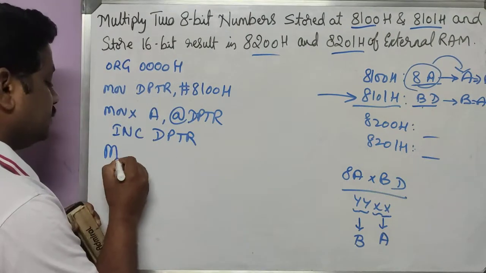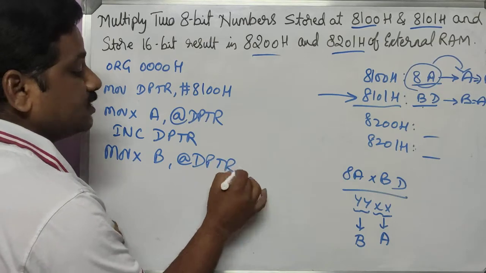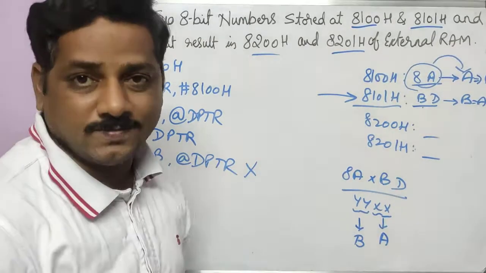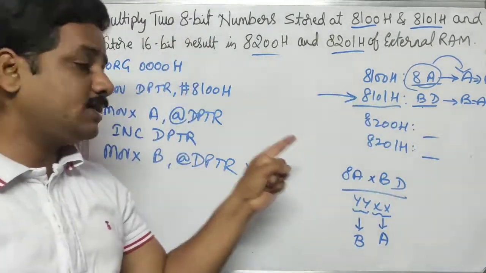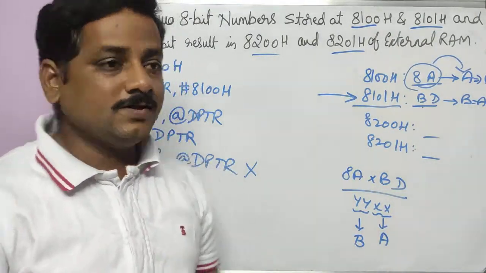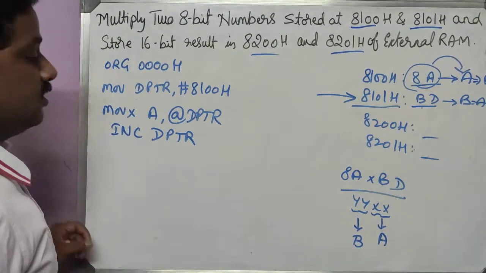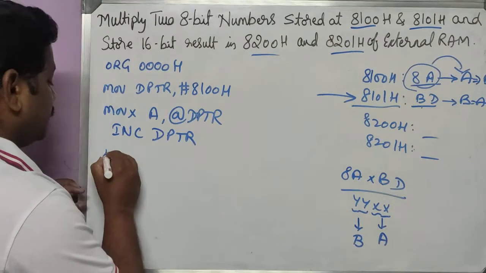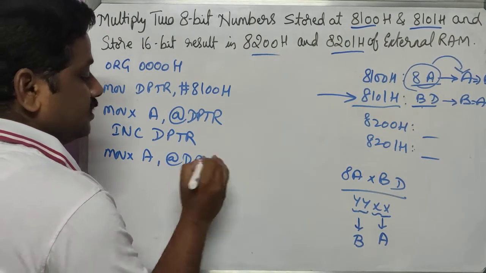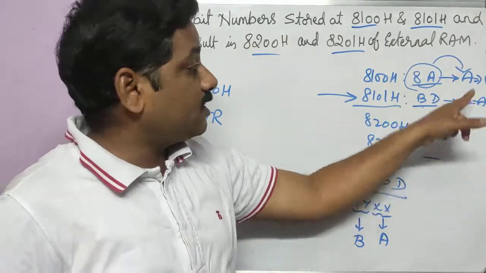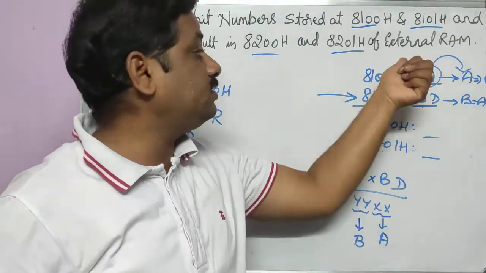We can't write this in this manner: MOVX B comma at dptr. This is wrong. This is not possible because we have only one concept. The content of dptr can be taken only for accumulator. We cannot use this. If I write MOVX directly, yes, you get this data into accumulator, but the accumulator is already given with the first number. This will be overwritten. We will lose the first number.